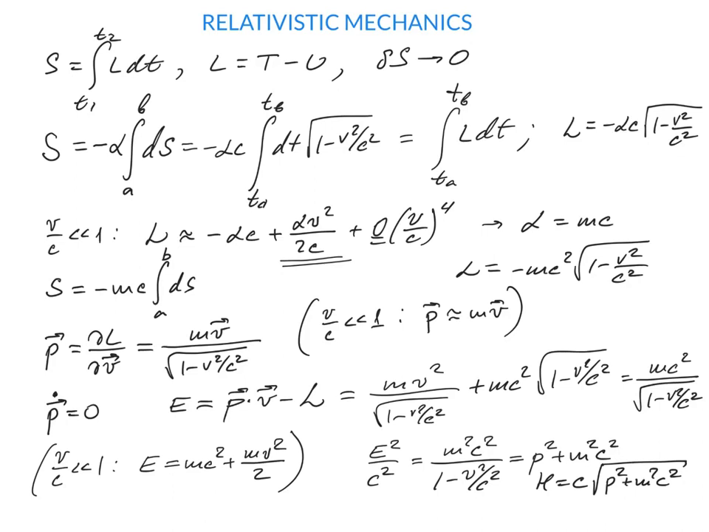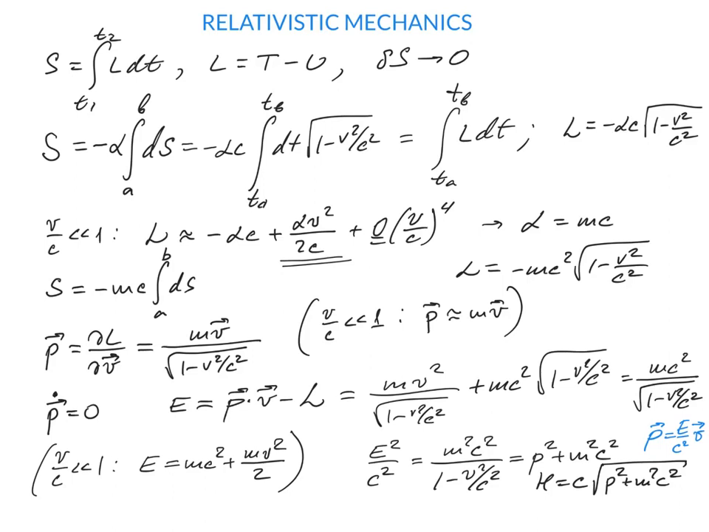Now also we can write an expression that follows directly from comparing the expressions for the momentum here and energy here. We can write that p is equal to E over c squared times v. Sometimes can be useful.